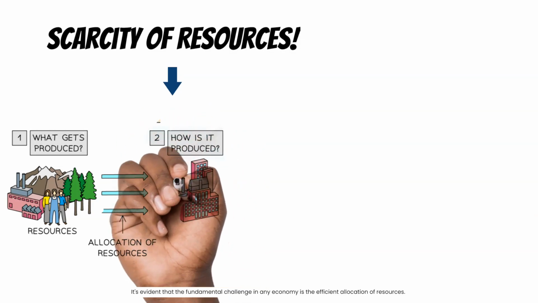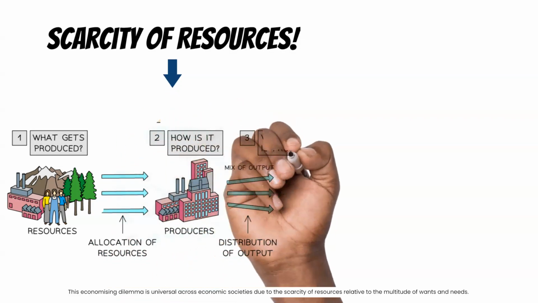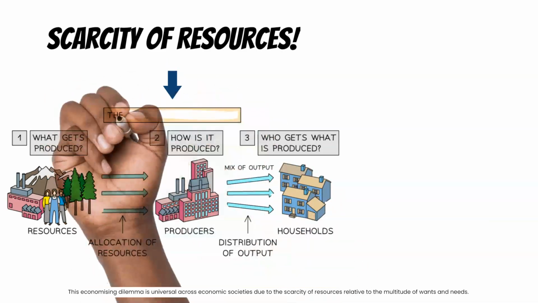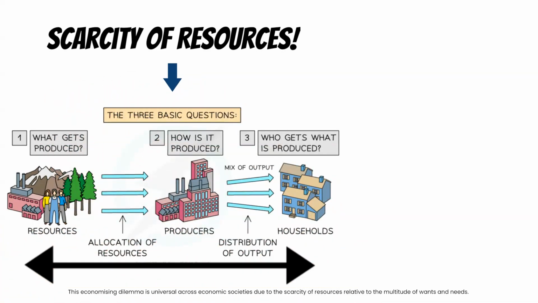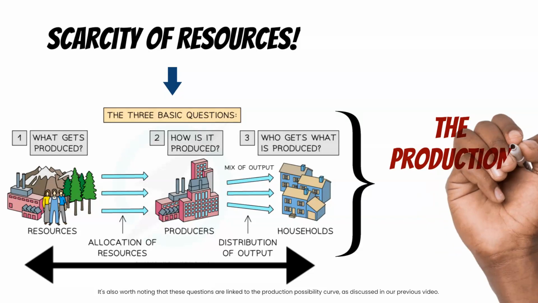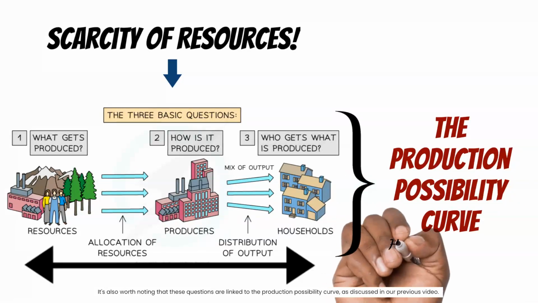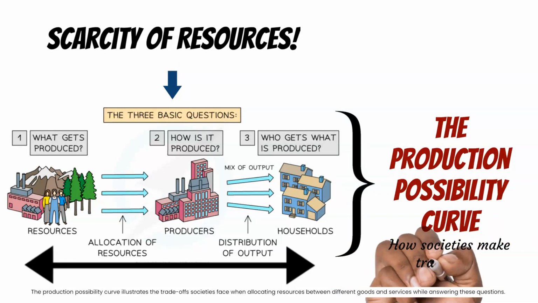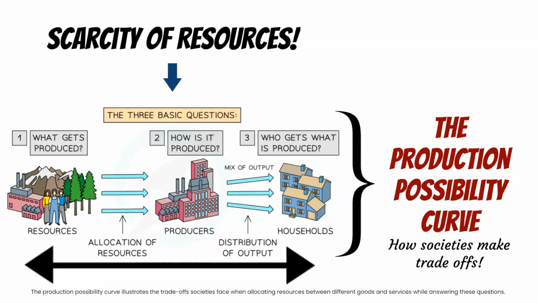This economizing dilemma is universal across economic societies due to the scarcity of resources relative to the multitude of wants and needs. It's also worth noting that these questions are linked to the production possibility curve, as discussed in our previous video. The production possibility curve illustrates the trade-offs societies face when allocating resources between different goods and services while answering these questions. Understanding these trade-offs is crucial for making informed economic decisions and maximizing societal welfare.